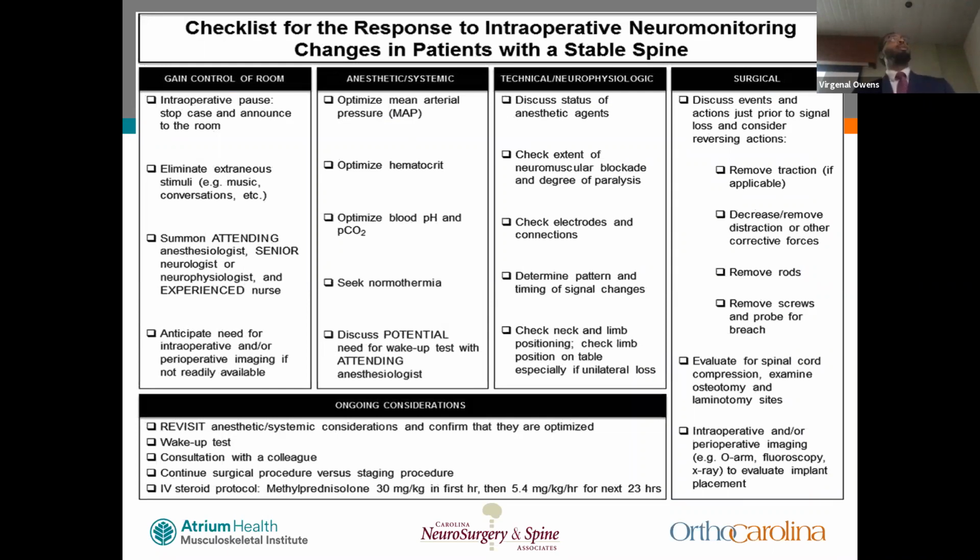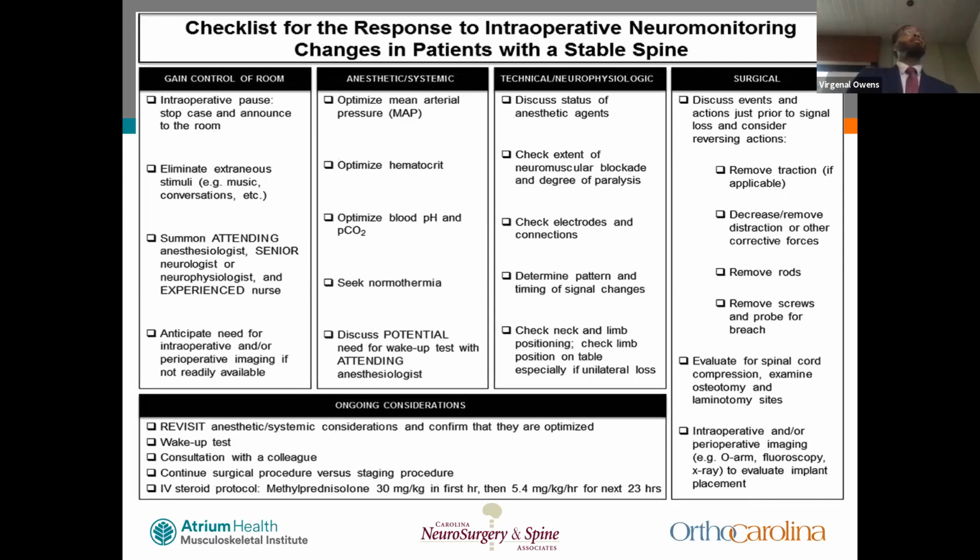So the first part is gain control of the room. When you have a neuromonitoring alert, it's important to stop the case and announce to the room that there's a problem. You want to stop any stimuli, people talking, music. And if your experienced team is not in there, an experienced anesthesiologist, an experienced neuromonitoring person, you want to get them in the room. And you also want to think about if you need any intraoperative or perioperative imaging.